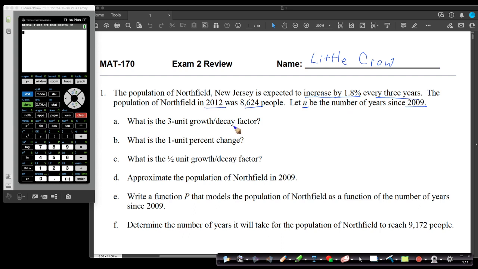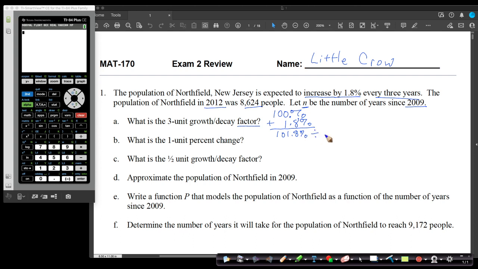So what is a 3-unit growth decay factor? A factor is what we will multiply by. It involves the percentage. Since we're increasing, we're getting all the folks back that were there last year, so that's the 100%. We'll put the decimal point there. We're growing by 1.8% every 3 years. And so our answer is going to be, we just add these two together, we get 101.8%.